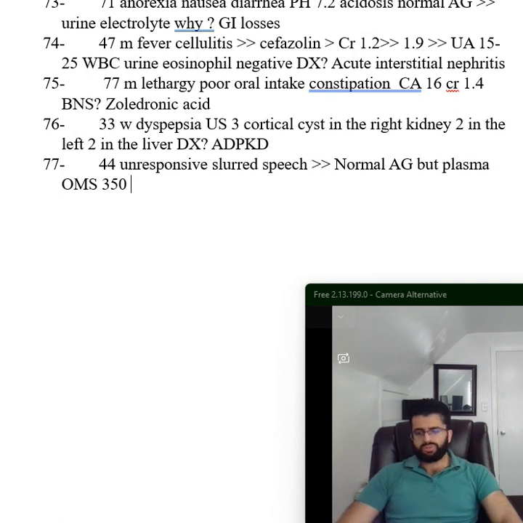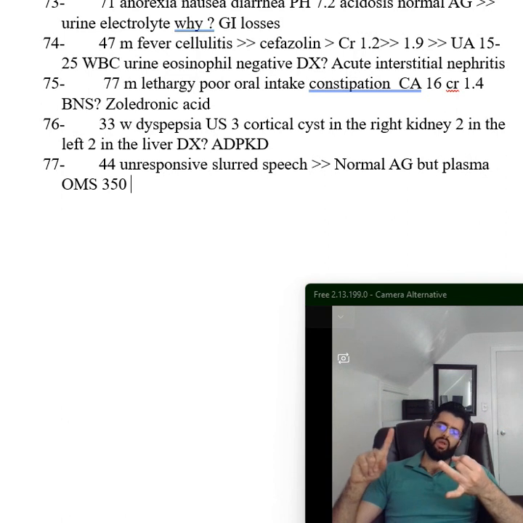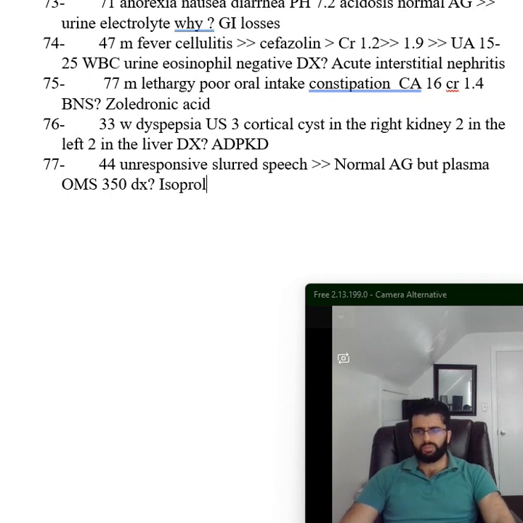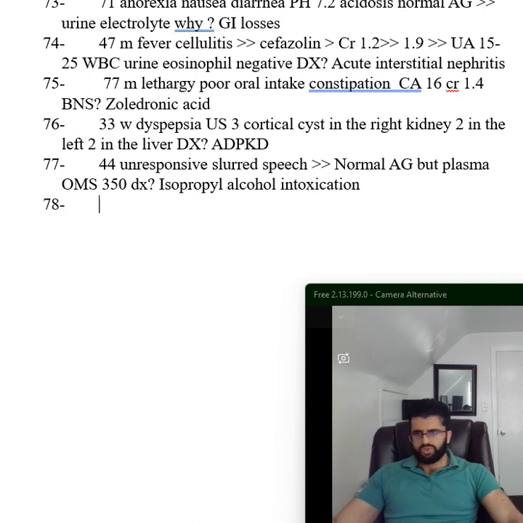And they give you all the options, like ethanol, methanol, isopropyl alcohol, diabetic ketoacidosis, alcoholic ketoacidosis, all kinds of things. And they ask you what is the diagnosis. This one, because there's a normal anion gap, the only one that causes normal anion gap and elevated osmolarity is isopropyl alcohol intoxication.